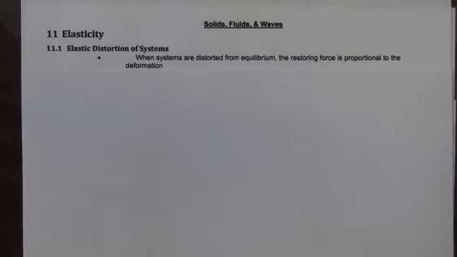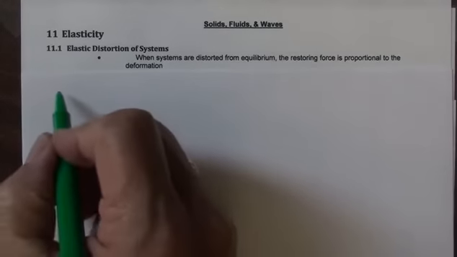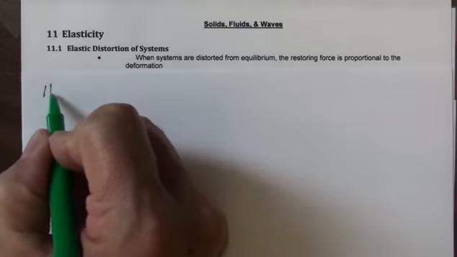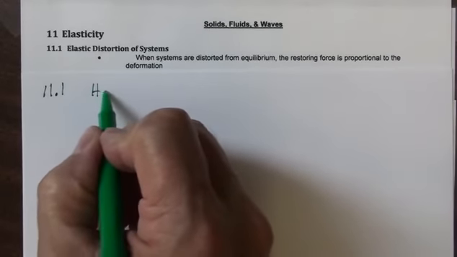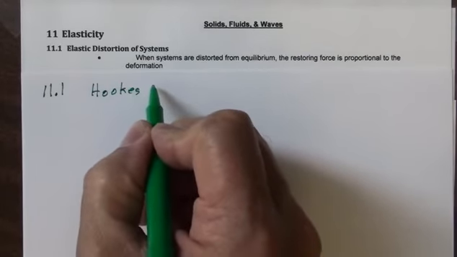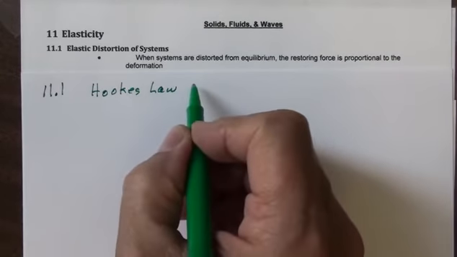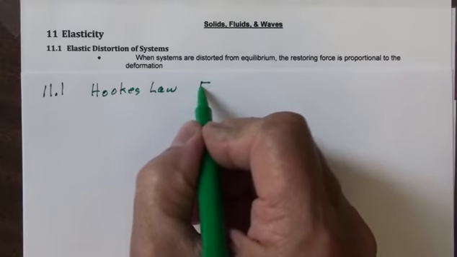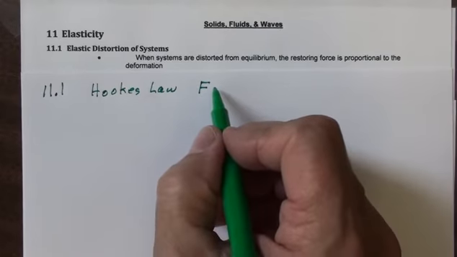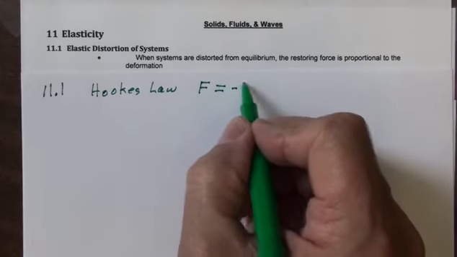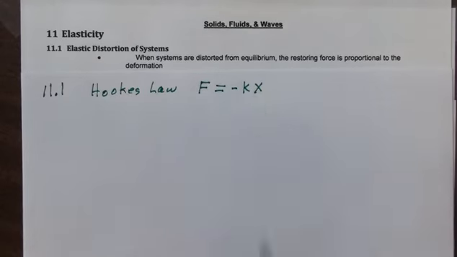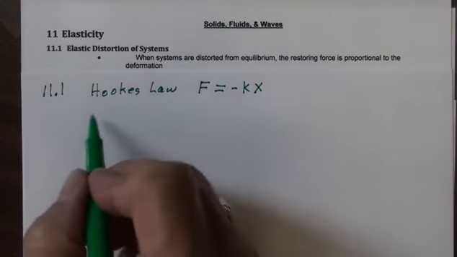When systems are generally distorted from equilibrium, the resulting force is proportional to the deformation. And this is called Hooke's law. So we're on section 11.1, and we're going to begin by looking at Hooke's law. Hooke's law states that the force that a system exerts on a mass is equal to a constant times the amount of displacement of the system from equilibrium.